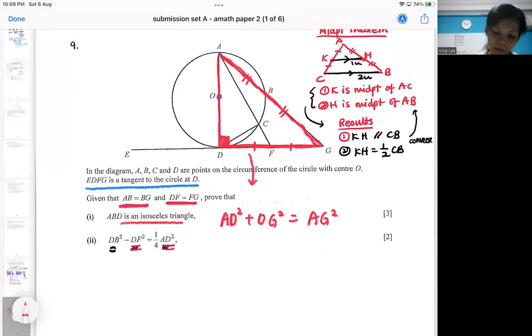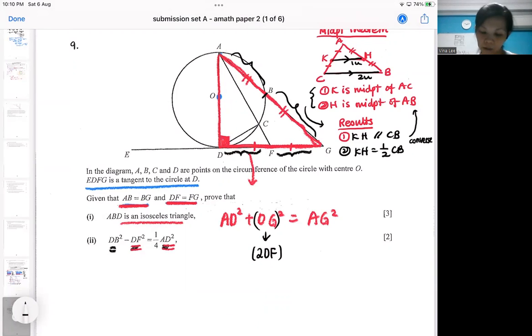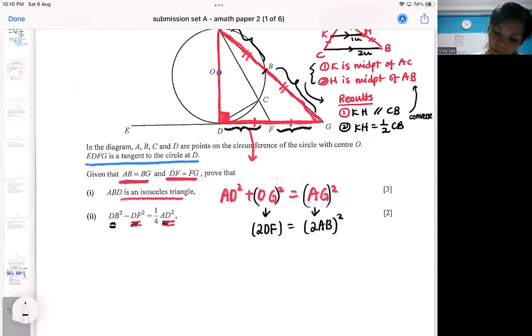Okay, I can squeeze in my DF because these two are supposed to be the same. So in actual fact, the DG can be changed to 2DF. And then AG, right, this part is also supposed to be the same. I can also change AG to 2AB. Okay, so if you take a look, I'm trying to do the changing. So after I do the changing, right, this is what I got done.